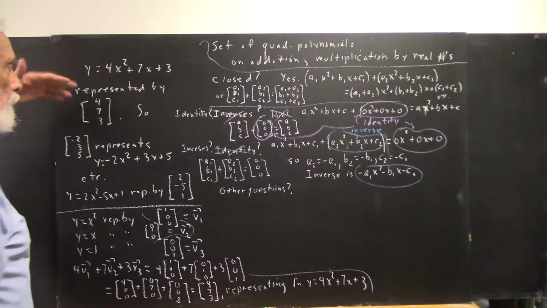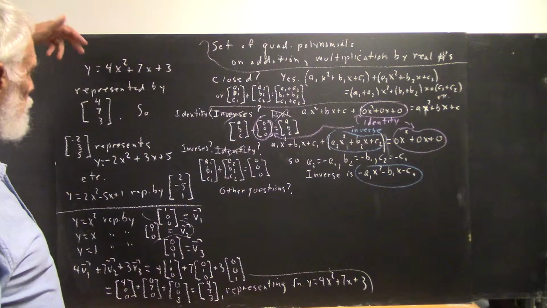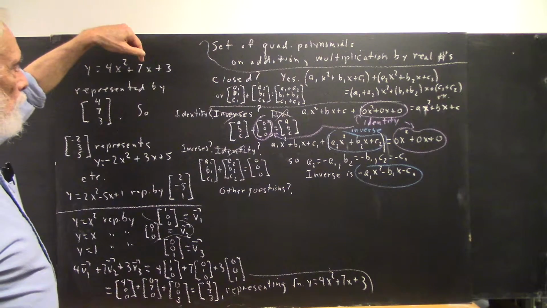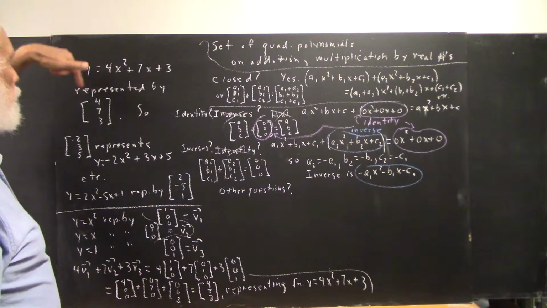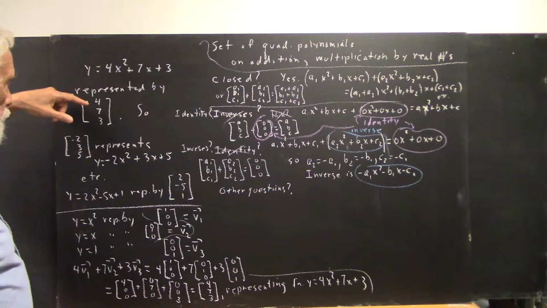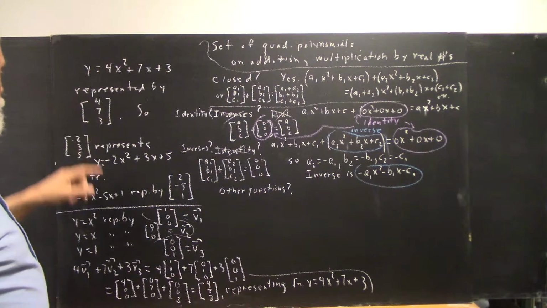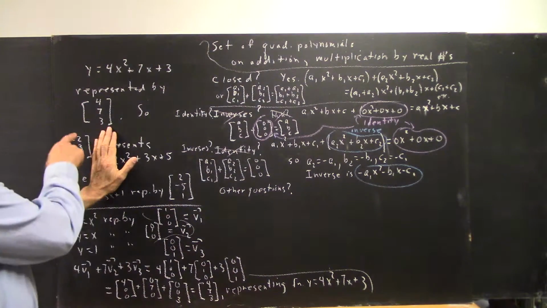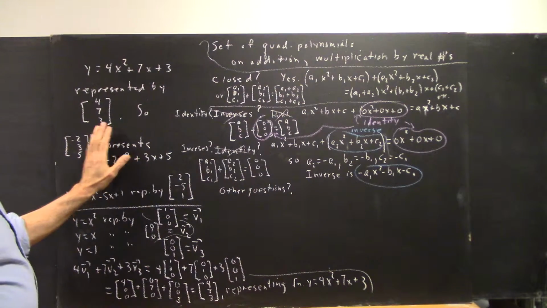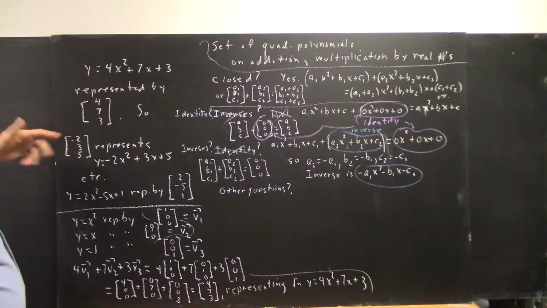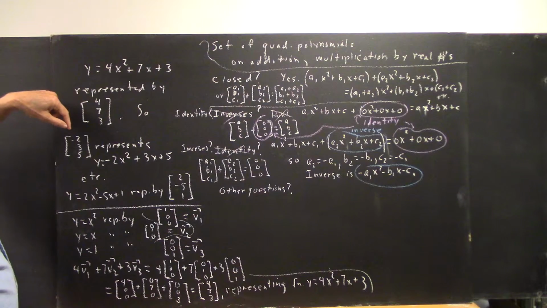Okay, people did well with the first few questions, but let's go over them quickly. If y equals 4x squared plus 7x plus 3 is represented by the column vector 4, 7, 3, then what does this column vector represent? Well, you can read the solution, but you should ignore that if you haven't seen this before.